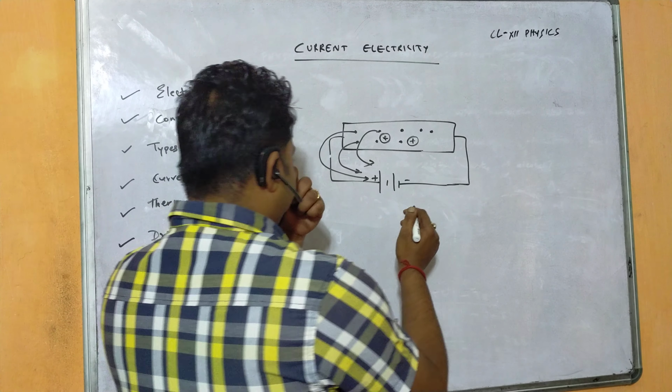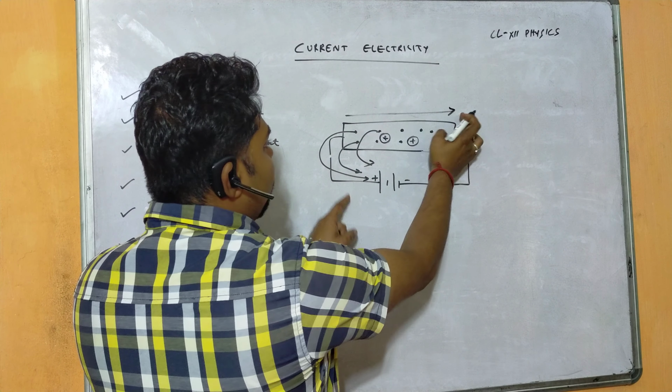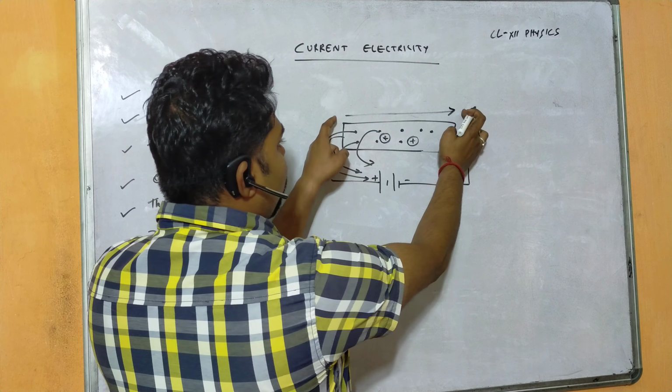Now from positive to negative, that is the flow of positive charge, is called conventional current. And from negative to positive, that is the electronic current.